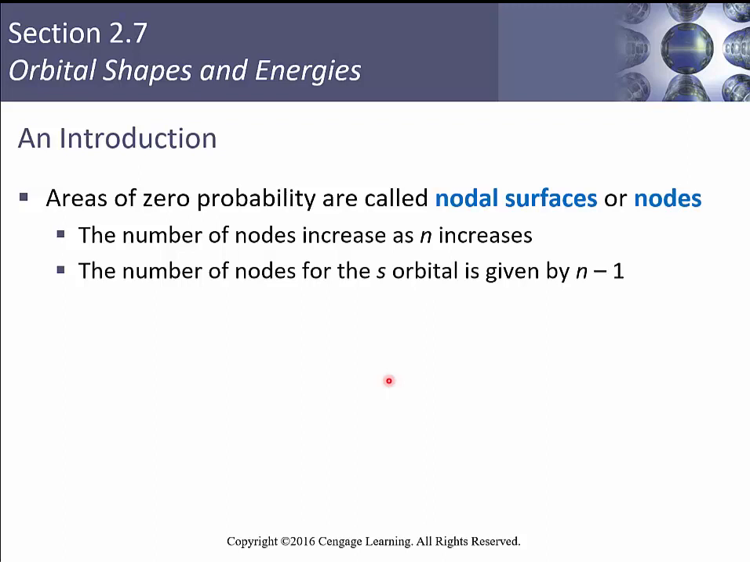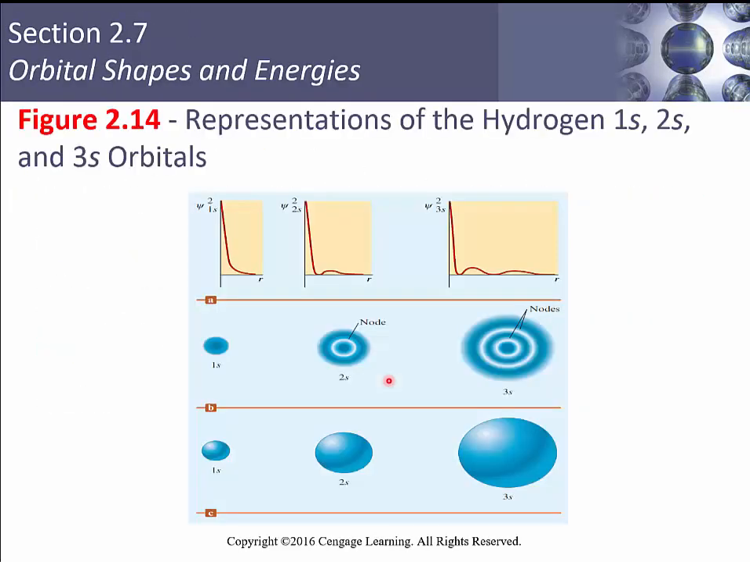of probability are going to be called nodal surfaces or nodes. And the number of nodes increases as n increases, and the number of nodes on an s orbital is given by n minus 1. So as we're going from n equals 1 to n equals 2, we said that was higher energy. Higher energy is always going to mean more nodes.